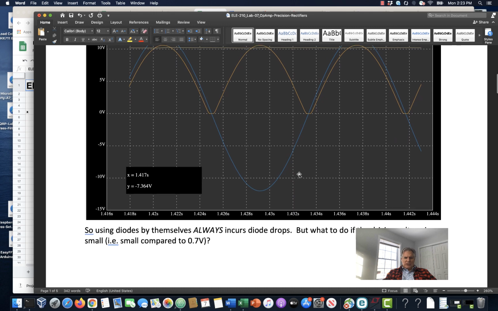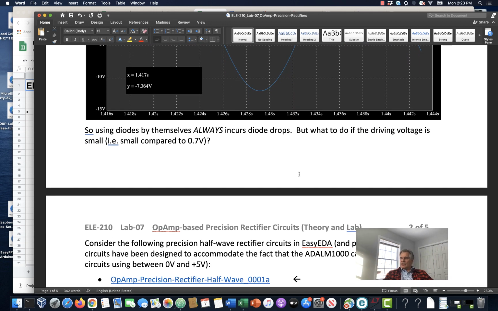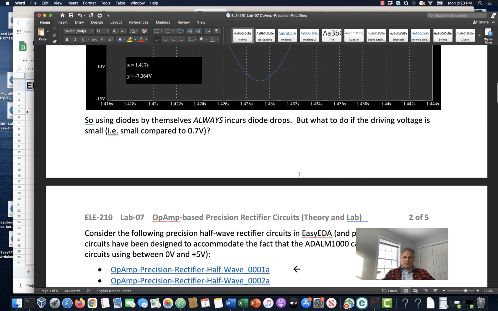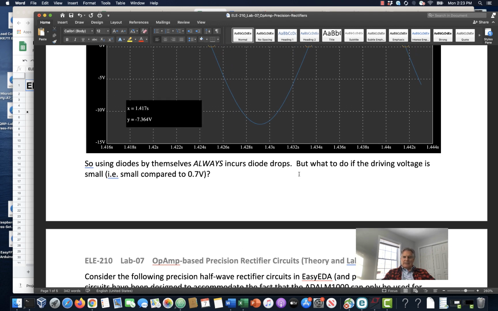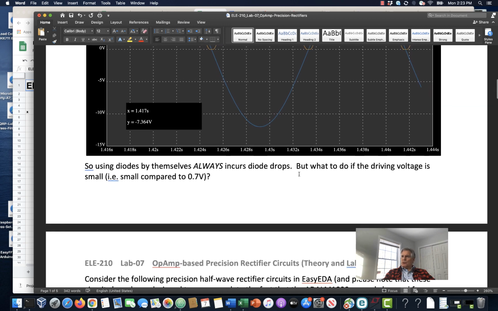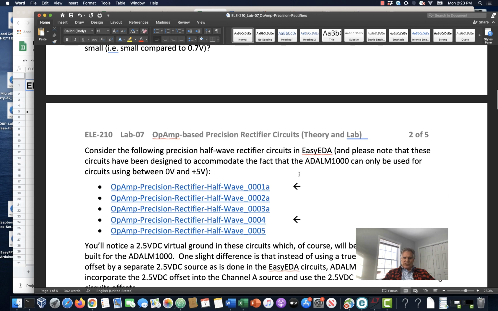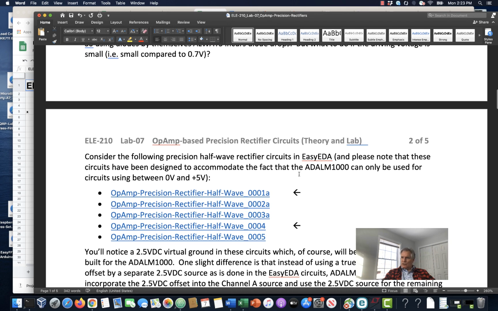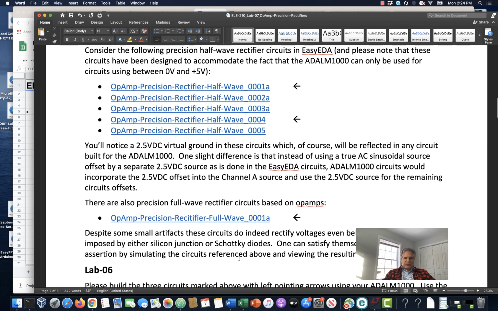So one wonders, is it possible to rectify voltages that are smaller than 0.7 or 1.4 volts, or is it possible to just build a rectifier that can perform rectification without losing the cost of the diode drops? Now the diode drops are there because it costs us a little voltage to turn the diode on so that it can conduct in the one direction it conducts in. Well, it turns out we have such circuits.